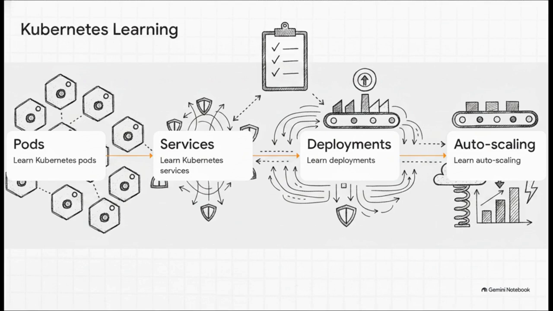Step 3 is deployments. This is how you manage updating those pods safely so you don't take your whole system offline. And finally, number 4, autoscaling. This is the absolute game changer that automatically adds more pods when user traffic spikes and tears them down when things quiet down to save on resources.